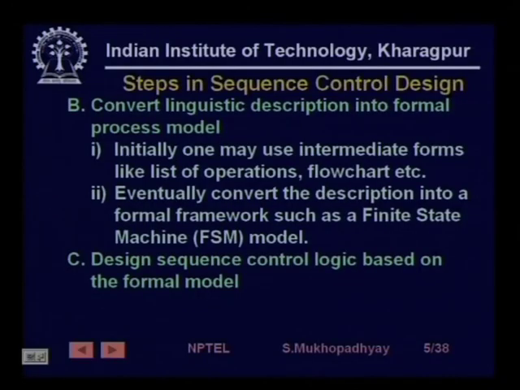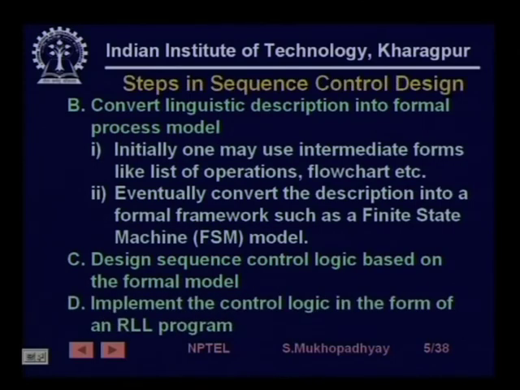Having done that, then one has to go for design of the sequence control logic based on the formal model, and then finally one has to implement the control logic in the form of an RLL program. It is preferable that these steps, especially the step D, be made as automatic as possible, because this is a step which can be done in an automated manner once B and C have been carried out. For large programs it is always preferable to go for automated programming, because that will always lead to error free programs, provided your specifications were correct.